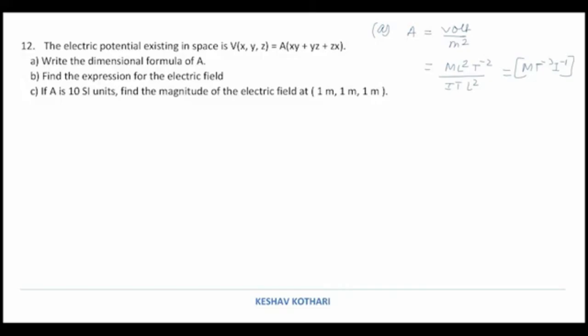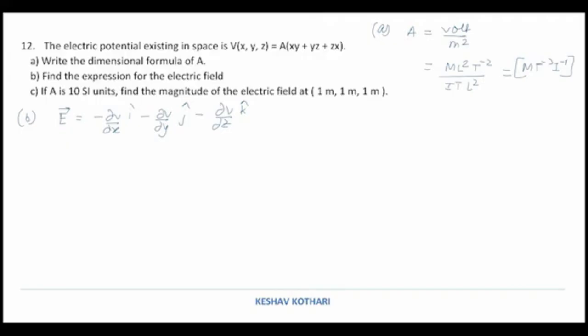The next question is asking for the value of electric field. So the value of electric field can be written as E equals minus dV by dx i cap, minus dV by dy j cap, minus dV by dz k cap. So we have the expression for potential over here as AXY plus YZ plus ZX.